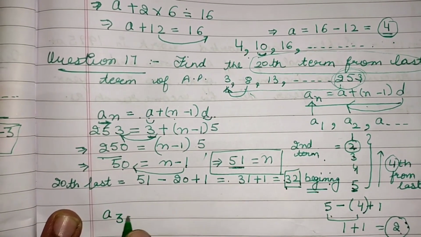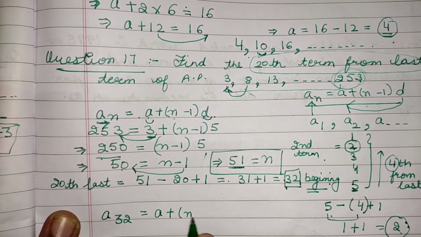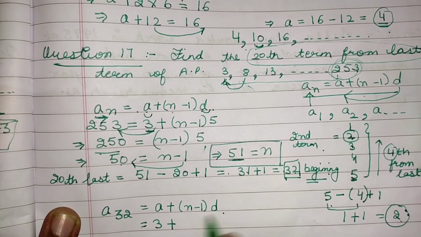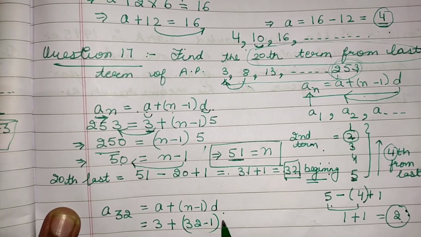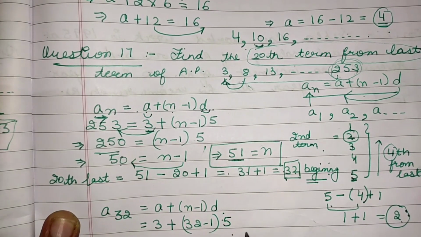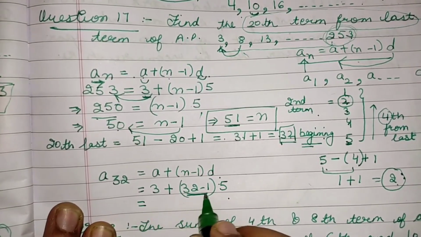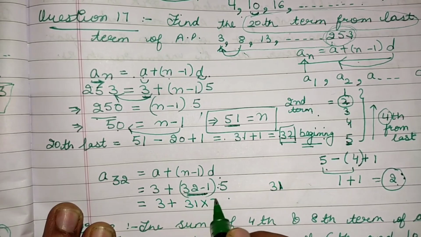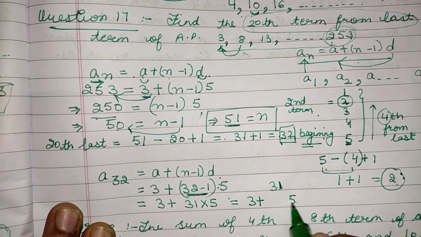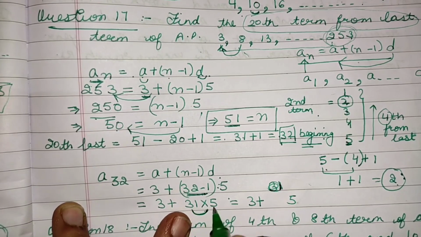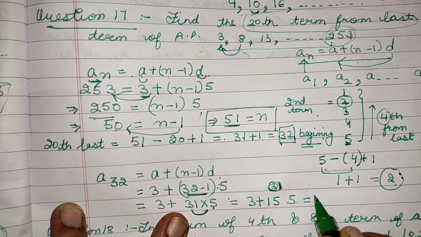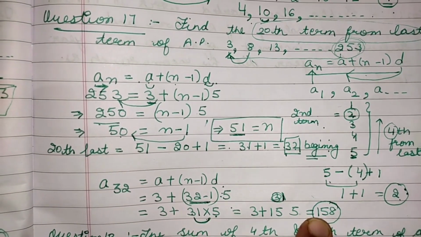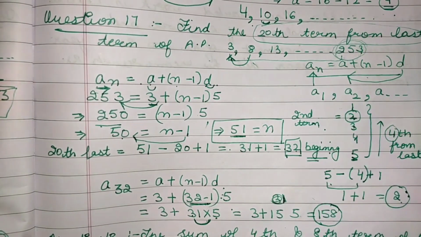So how can I find it? I know that A32 is equal to a plus n minus 1 into d. So a is my 3, n is 32, minus 1, into d, which is my common difference, equal to 5. So it will be 3 plus 31 into 5. After doing multiplication, 5 ones are 5 and 5 threes are 15. So I will get my answer as 158. So 158 will be the 20th term from the last.